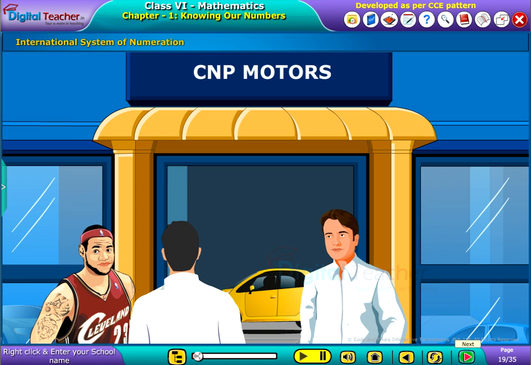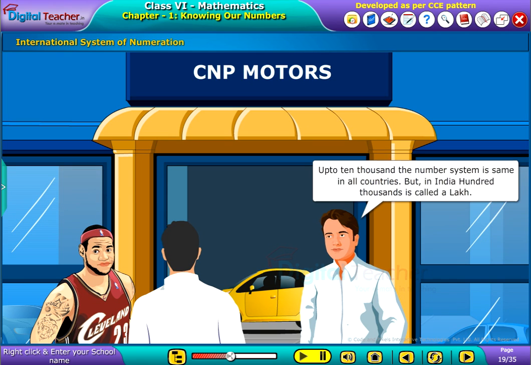Till now, we have learnt about Indian system of numeration. Now, we are going to discuss about international system of numeration. What's the price of a car? 1 lakh. I didn't get you. What is 1 lakh?